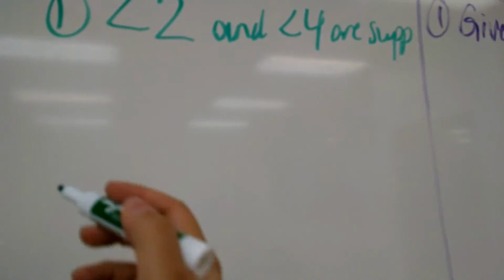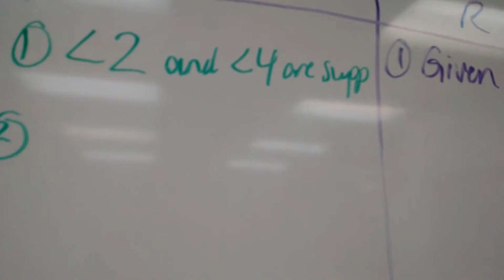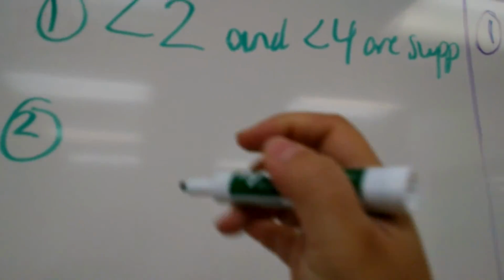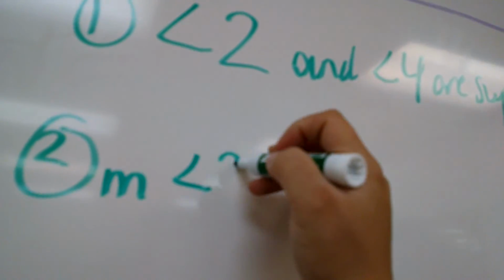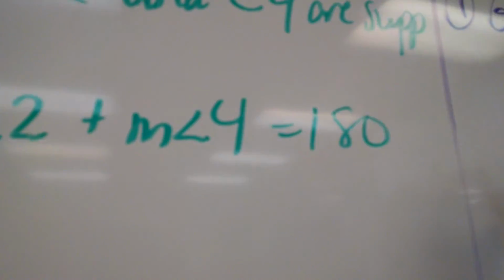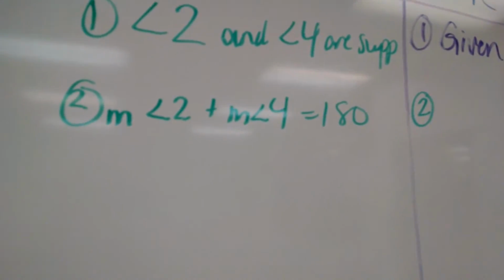Okay? So step 2 talks about the fact that all I have for my given is that 2 and 4 are supplementary. So you're probably going to have your next statement be the measure of angle 2 plus the measure of angle 4 is equal to 180 degrees. And the reason for that, you should be able to fill in.